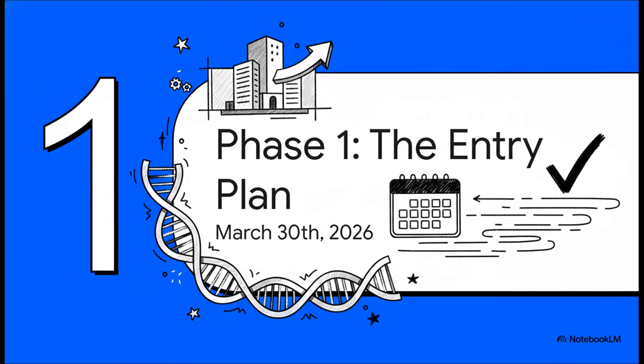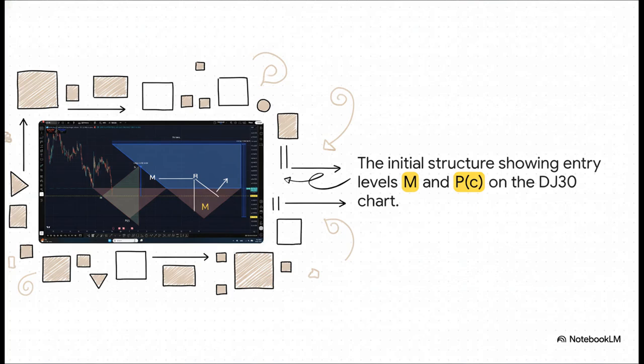Phase 1, the entry plan. This is ground zero for our case study. The whole setup, this initial geometric structure, was documented on March 30th, 2026. Okay, take a look at the chart. This is the initial geometric structure laid out on the DJ30. You can see the model points out two potential entry levels. The main one is right here, labeled M. And then there's a secondary entry, a little deeper, marked as PC.